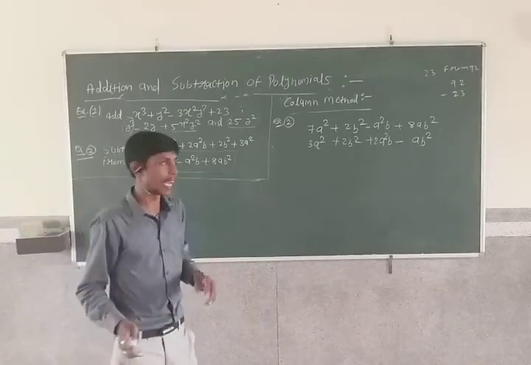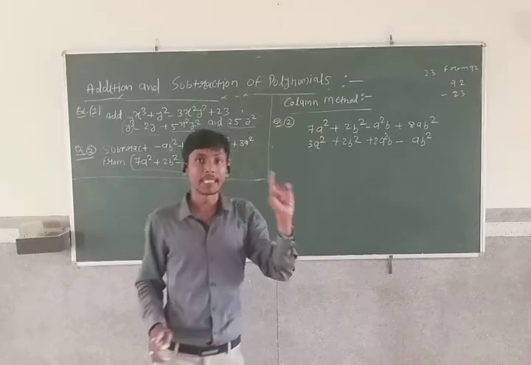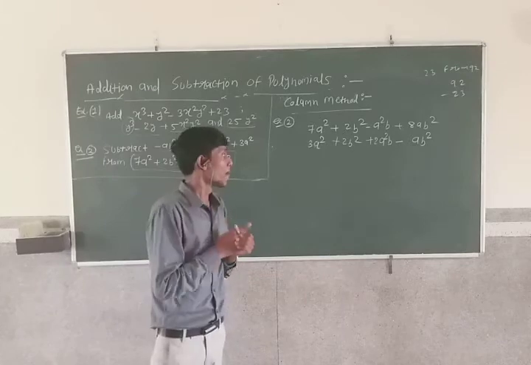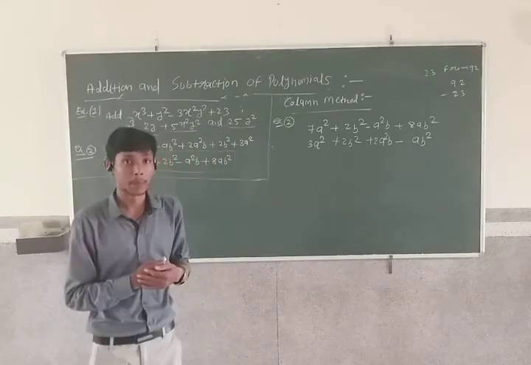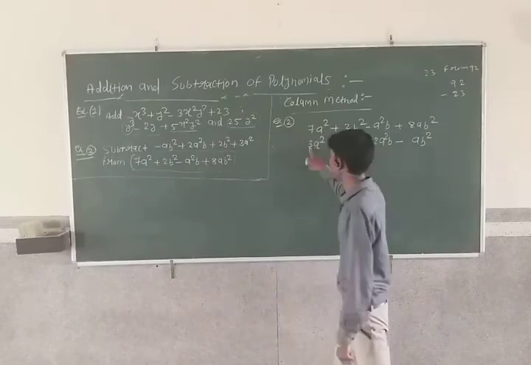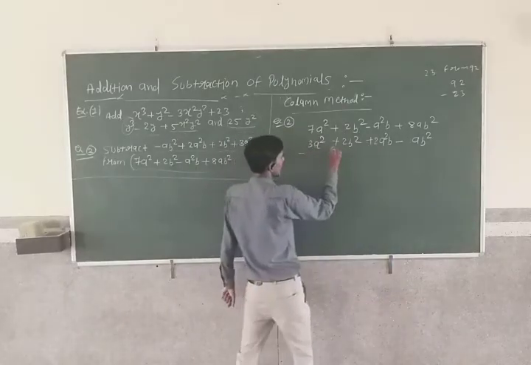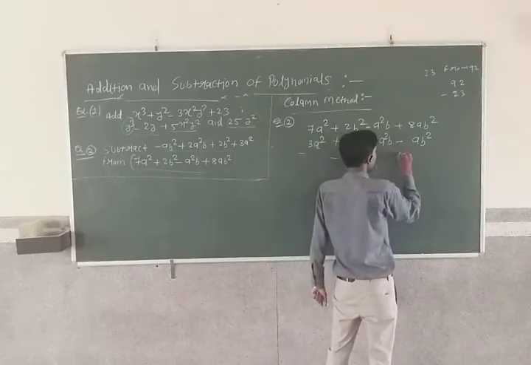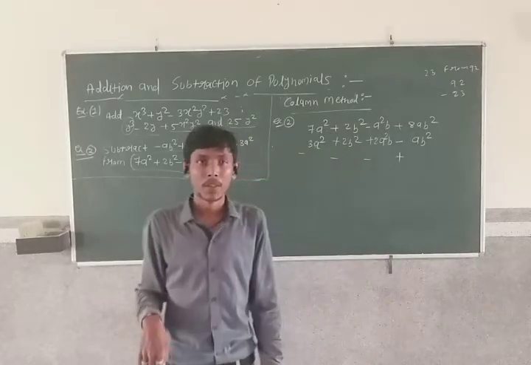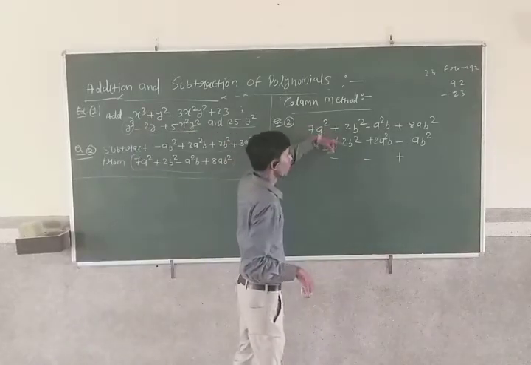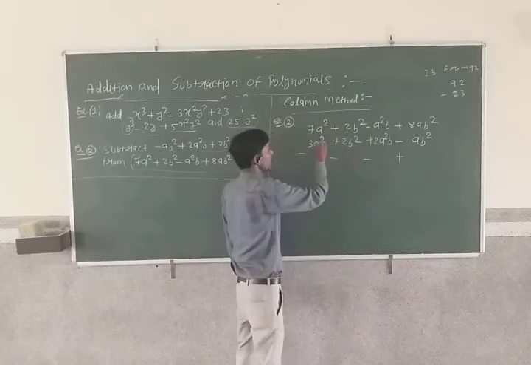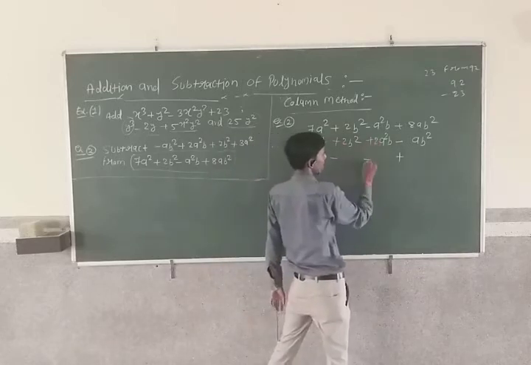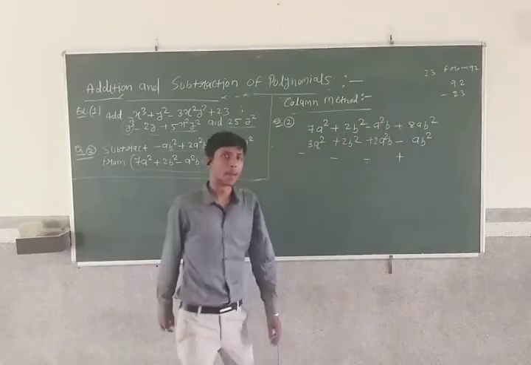Now when we subtract, we will change the symbol of the second polynomial. We have to change the symbol. How to change? If this 3 is positive, it will be negative. This is positive, it will be negative. If it is negative, then it will be positive. We have to change all the symbols of the second polynomial. This positive 3 will be negative. This plus will be minus, and this minus will be plus.